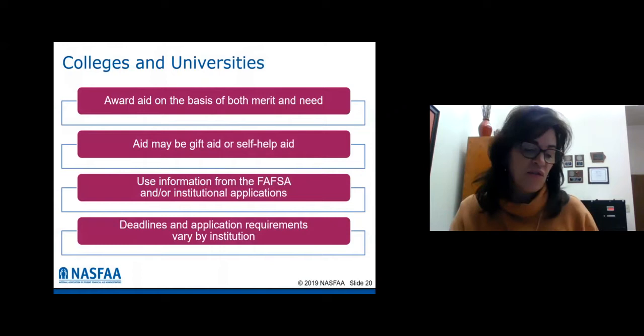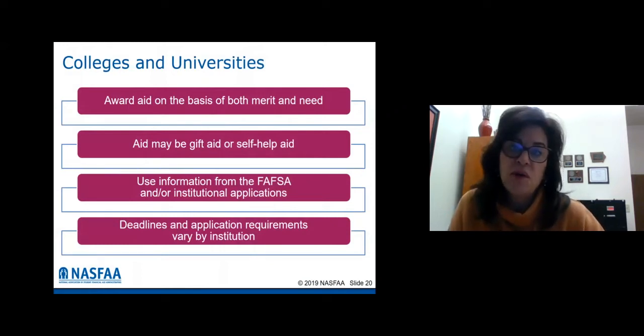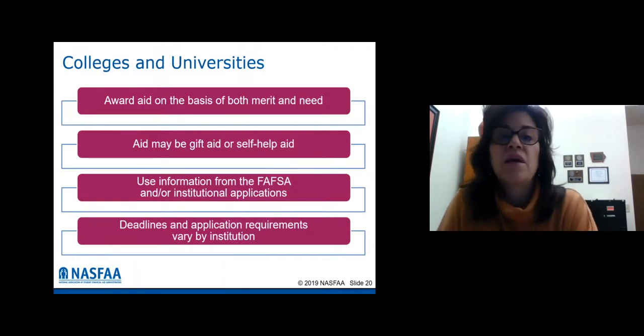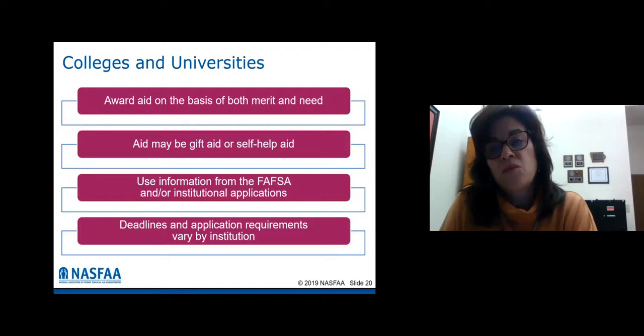And then at colleges and universities, this is a huge source as well as the federal government. At Simpson, this is a much larger source for us than the federal government. We award aid both on the basis of need and merit. We also award self-help aid, which would be student jobs on our campus that we fund as well, and we also have institutional loans.